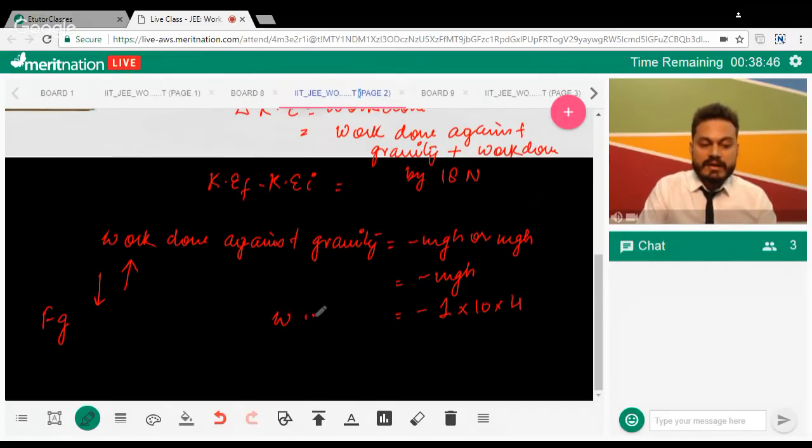Let's put the value of m as 1, g as 10, and height as 4. So what is the work done against gravity? That is coming out to be 40 joules. How many of you followed it and got it? Good. Frame of reference, you can say no, but the direction of acceleration due to gravity, beta.